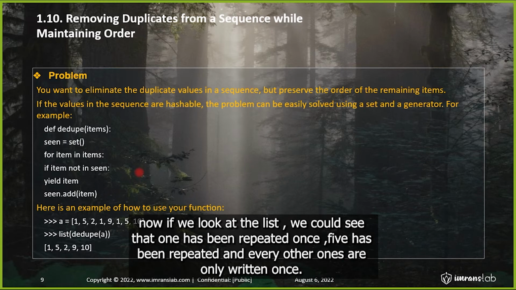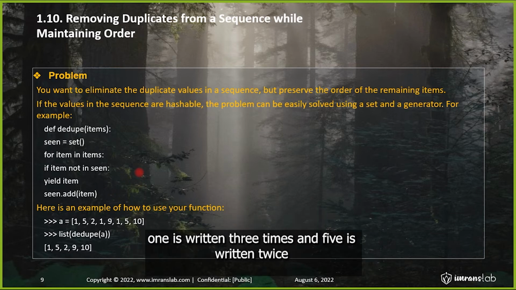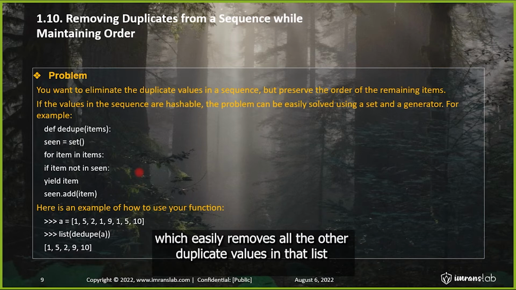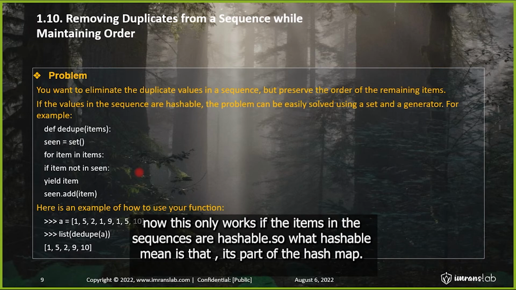Now if we look at the list, we could see that one has been repeated, five has been repeated, and every other one is only written once. One is written three times and five is written twice. Other than that, 2, 9, and 10 are only written once. So when we use that dedupe function, we would get 1, 5, 2, 9, 10, which easily removes all the other duplicate values in that list.